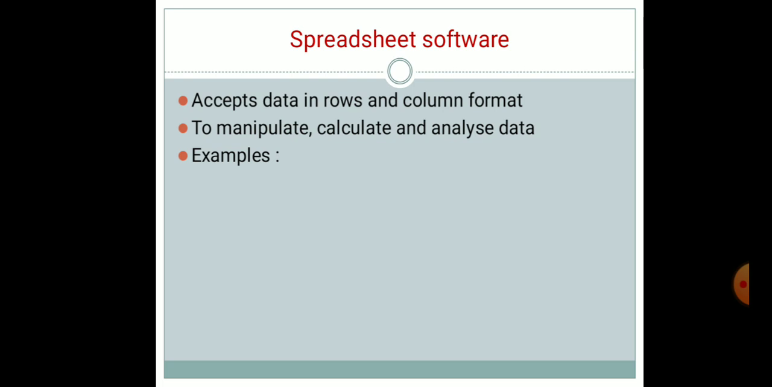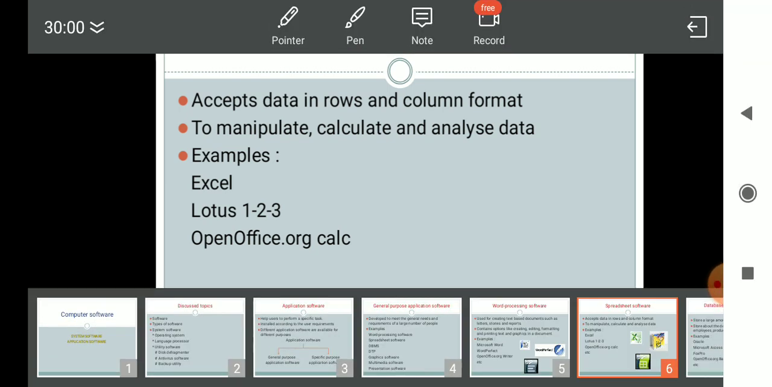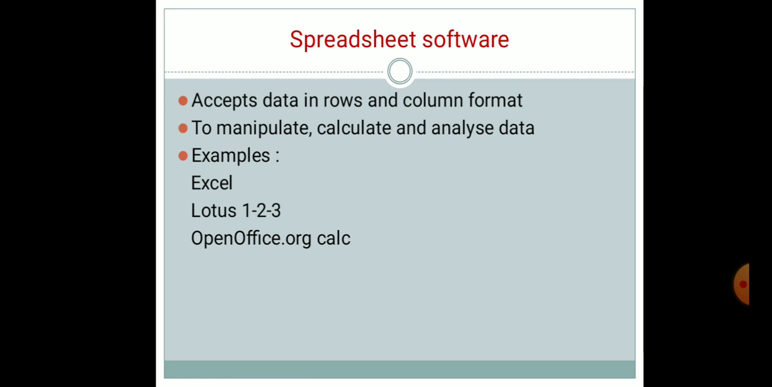So examples of this spreadsheet software are Excel, which comes under Microsoft Office package, Lotus 123, OpenOffice.org Calc. So Writer is for text documents, Calc is for spreadsheet software. Let us see the logos here.